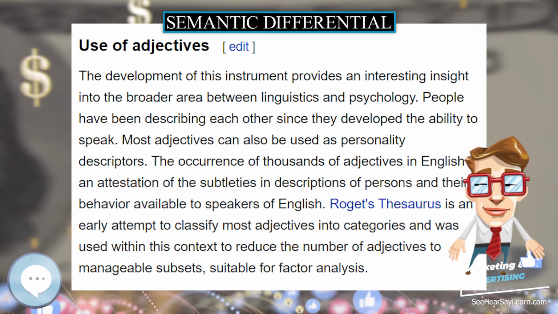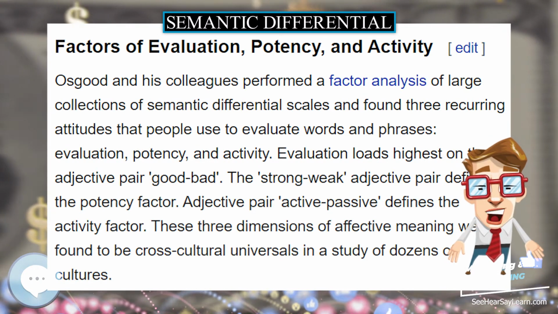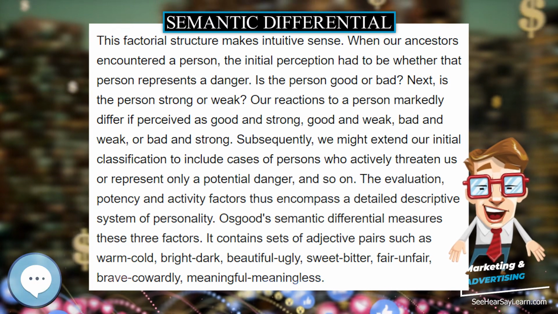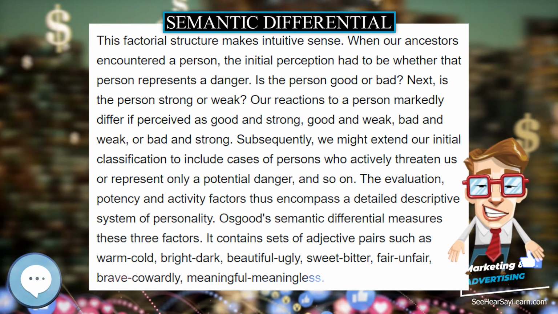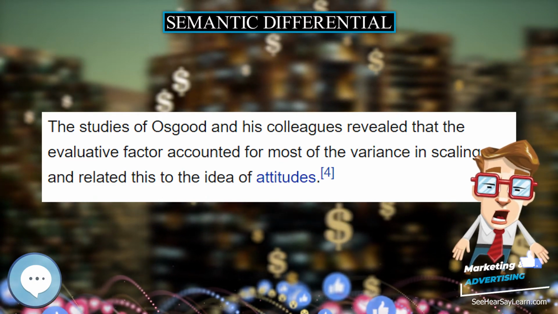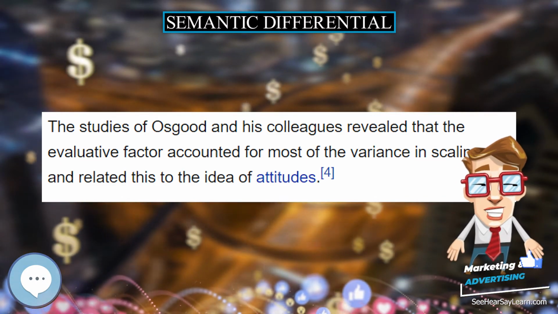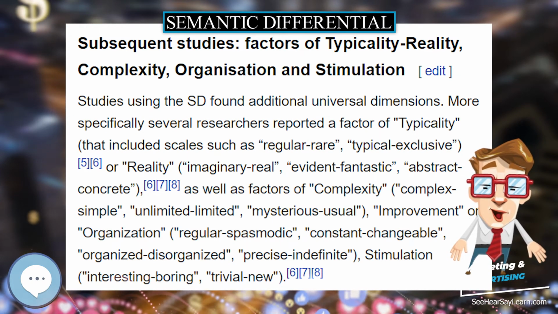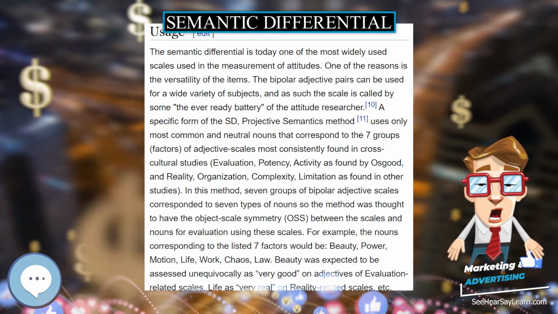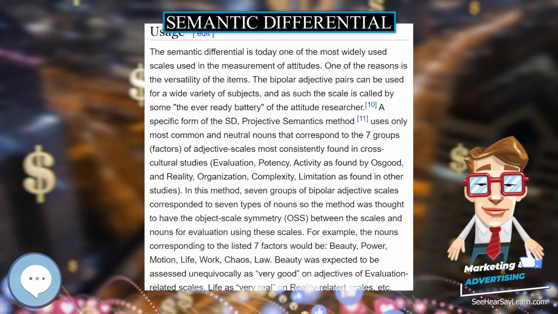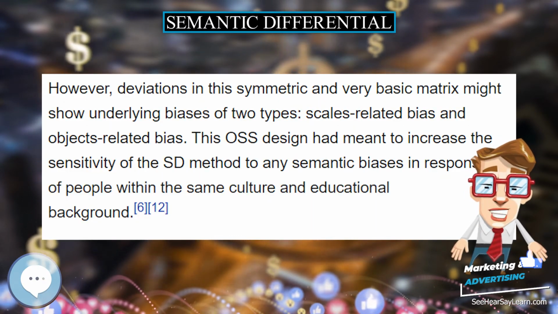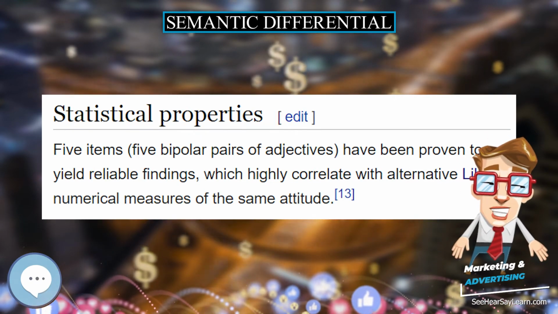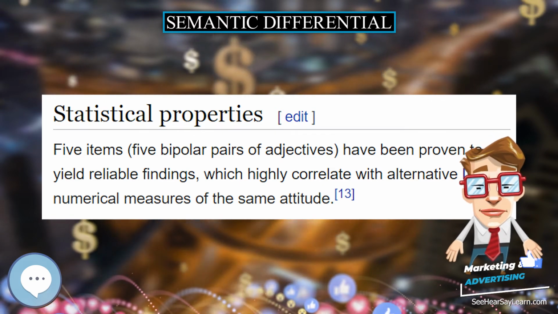Statistical properties. 5 items, 5 bipolar pairs of adjectives, have been proven to yield reliable findings, which highly correlate with alternative Likert numerical measures of the same attitude. One problem with this scale is that its psychometric properties and level of measurement are disputed. The most general approach is to treat it as an ordinal scale, but it can be argued that the neutral response, i.e. the middle alternative on the scale, serves as an arbitrary 0 point, and that the intervals between the scale values can be treated as equal, making it an interval scale.